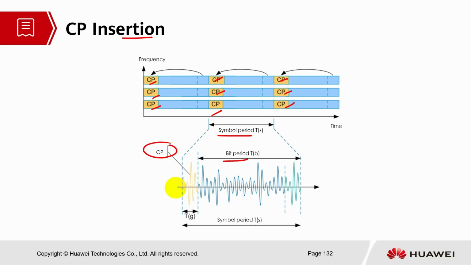The basic OFDM symbols will be creating the guard period. So this one is actually the guard period, GP. That is the cyclic prefix. It is used in the case of delay, when you have a delay between the signals which is very low, so we will try to adjust with the guard period.